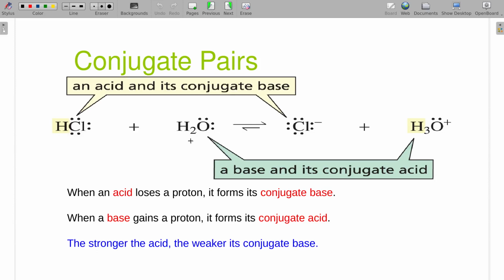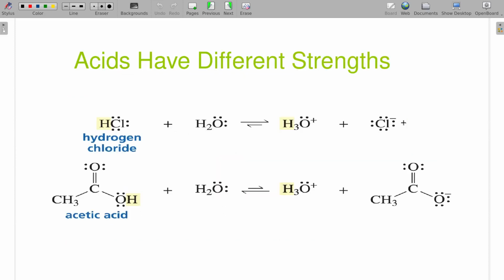Now, in this case, water is behaving as a base, and that base accepts the proton and becomes the conjugate acid. So acid loses a proton and becomes a conjugate base. Base gains proton, turns into a conjugate acid. All right, that happened anytime, whether we had a strong acid or a weak acid. The only thing that really ever changed on this is our arrows.